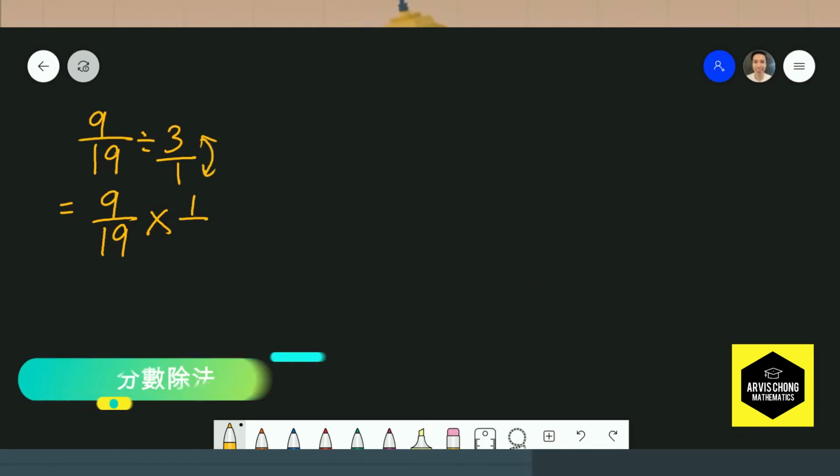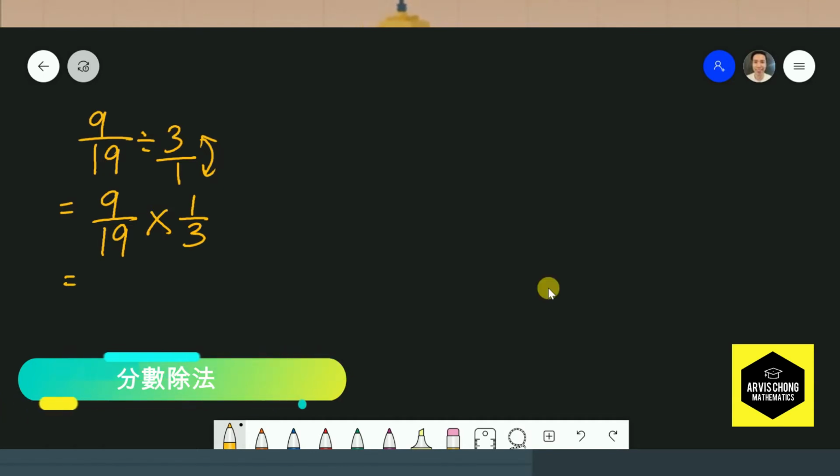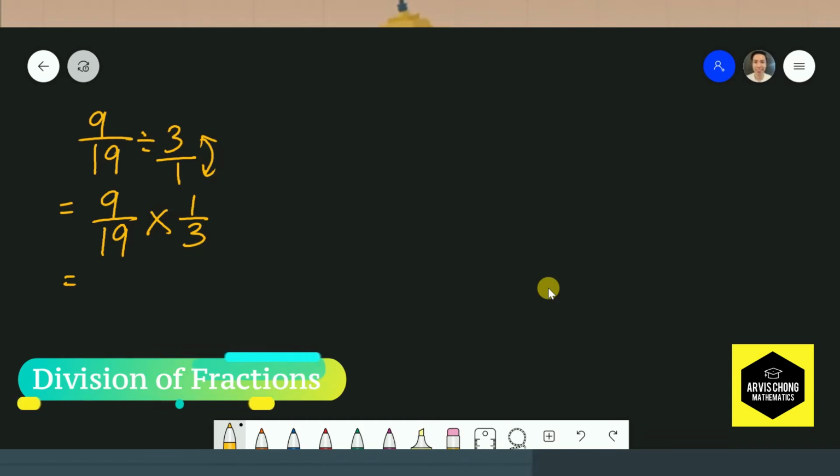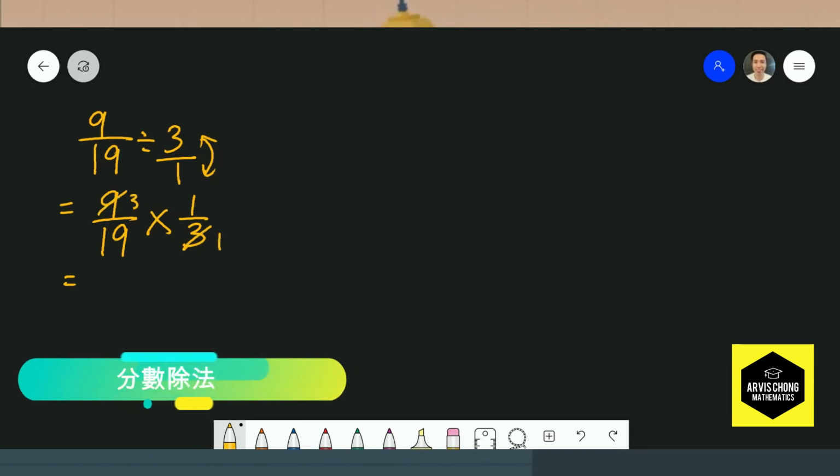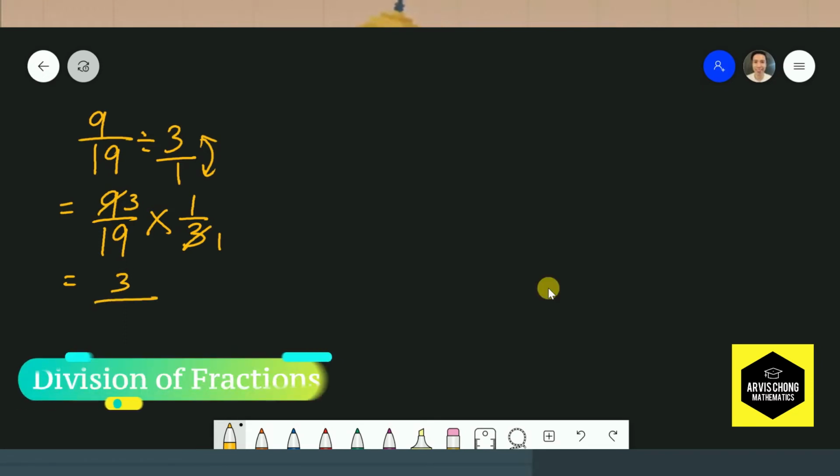Okay, and this 3 and 9, we know that we can simplify these two numbers. I can divide this one by 3, I will get 1. Here I divide by 3, I will get 3. So our final answer will be 3 times 1 is 3 over 19 times 1 is 19. So 3 over 19 is our final answer.